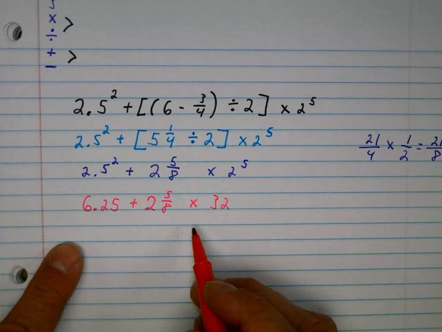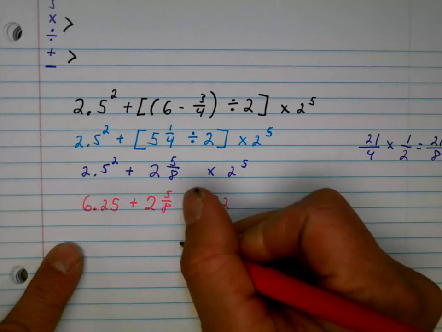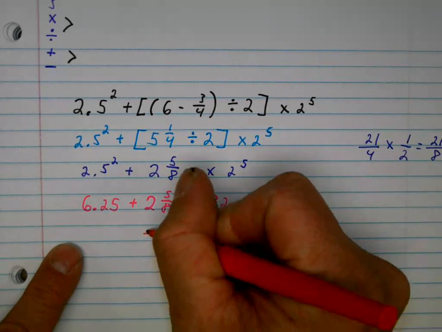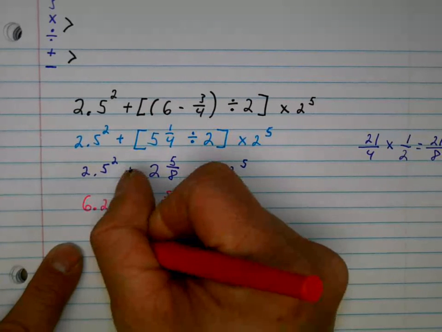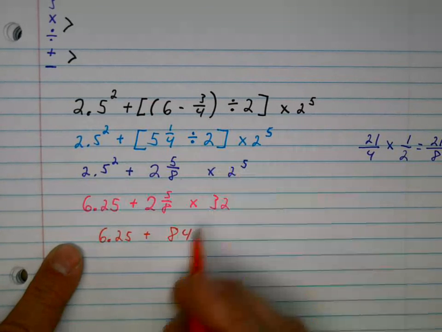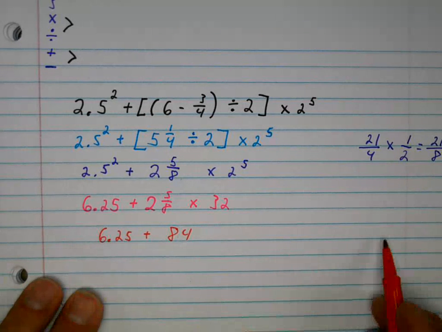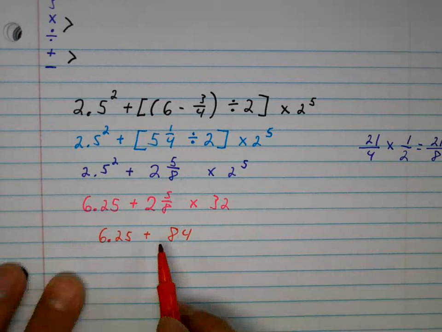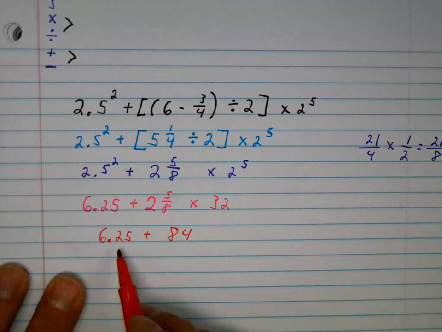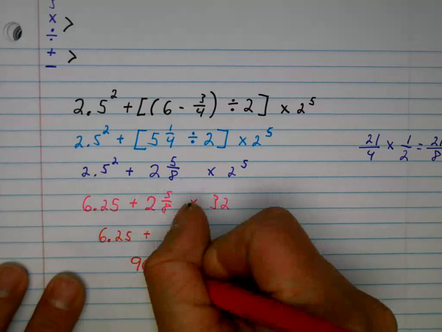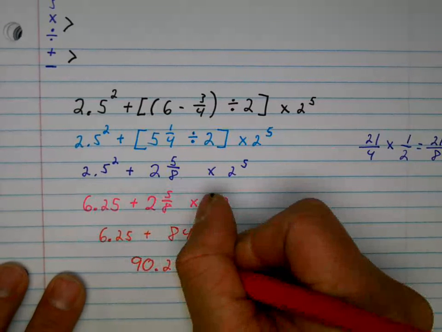So if I solve that through on the side of my paper, I would get 84, and I'll rewrite the rest of this, 6 25/100 plus 84. And again, I would solve that on the side of the paper. That's my last operation. 6 25/100 plus 84 is 90 25/100.